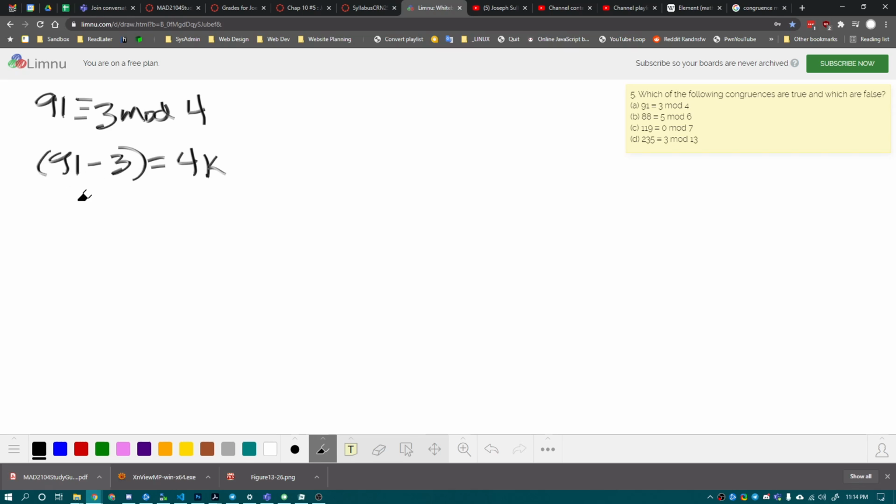So 91 minus 3 is 88, and k is equal to 22. And since 22 is an integer, then 91 congruent 3 mod 4 is true.